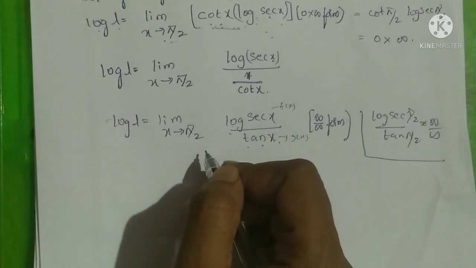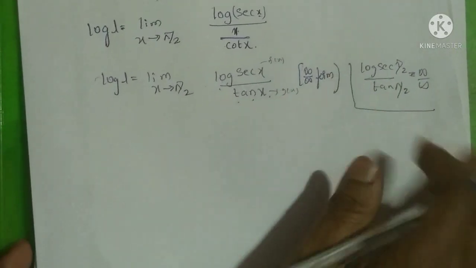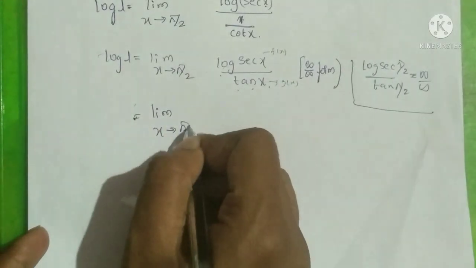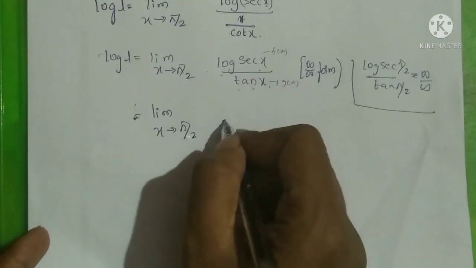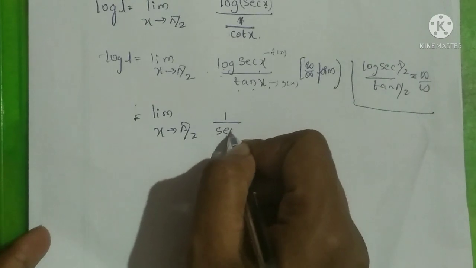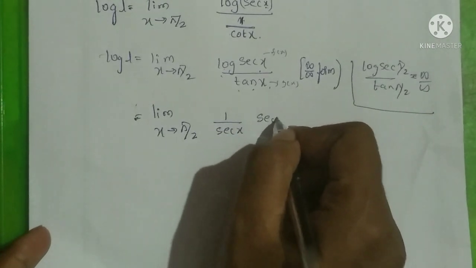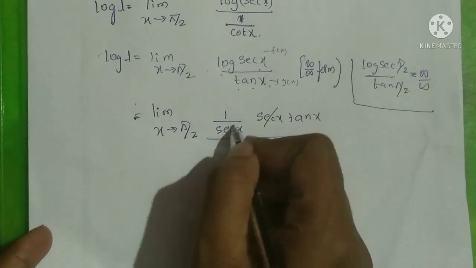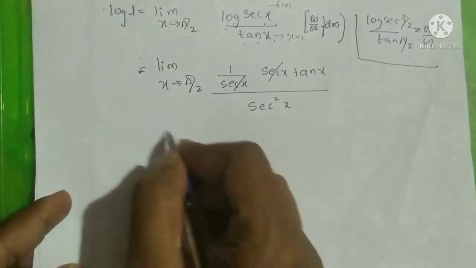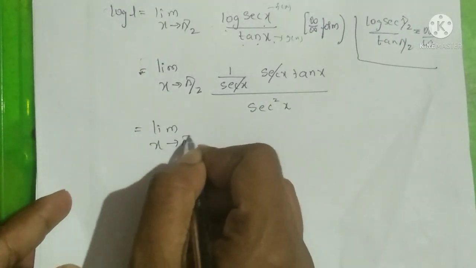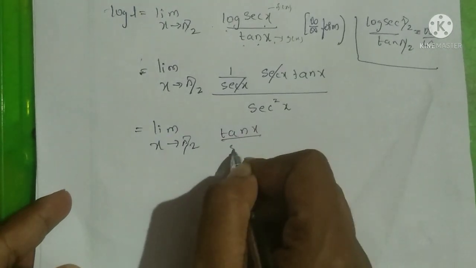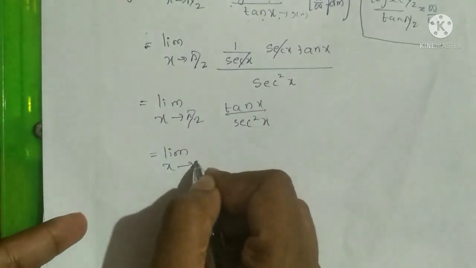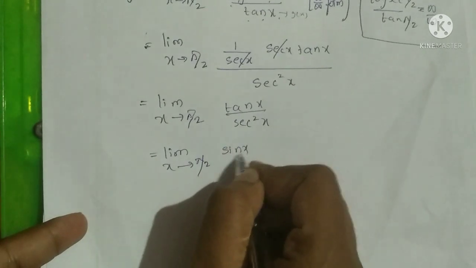Next, when you have infinity by infinity form, you can differentiate the numerator and denominator separately. So limit x tends to pi by 2: the differentiation of log secant x is 1 divided by secant x times the differentiation of secant x, which is secant x into tan x. The differentiation of tan x is secant square x. So this secant x gets cancelled, leaving limit x tends to pi by 2 of tan x divided by secant square x. Here tan x can be written as sin x divided by cos x.